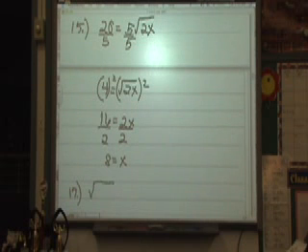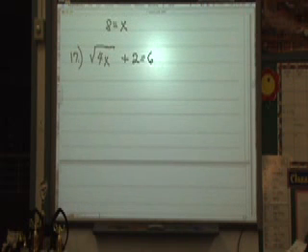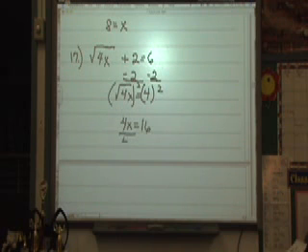The square root of 4x plus 2 equals 6. What's under the radical sign is not isolated, so subtract 2 from both sides. The square root of 4x equals 4. Square both sides. 4x equals 16. Divide by 4, and x equals 4.